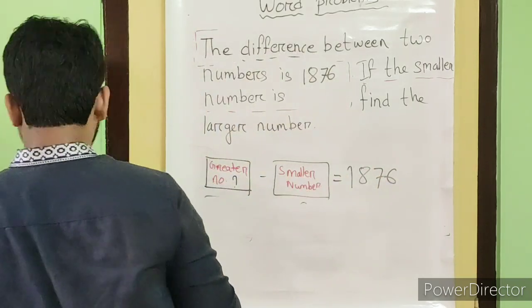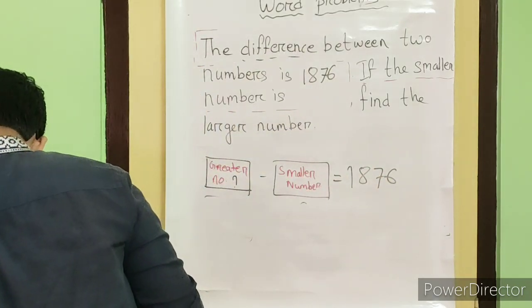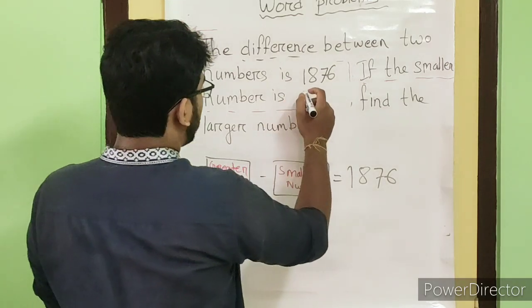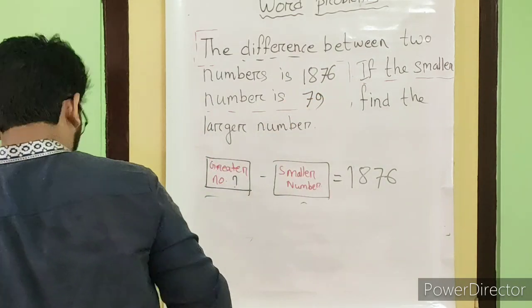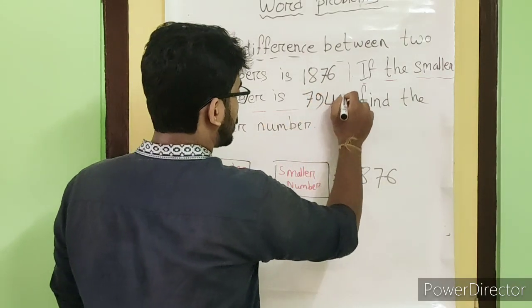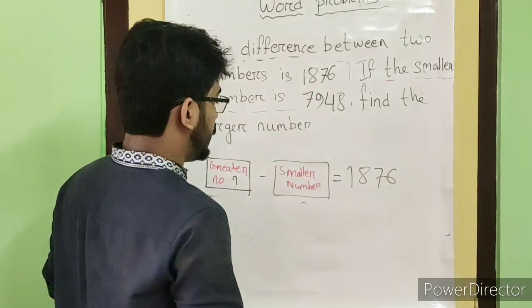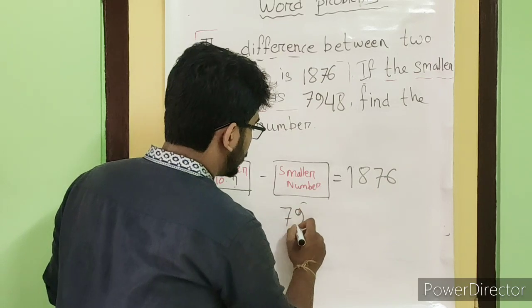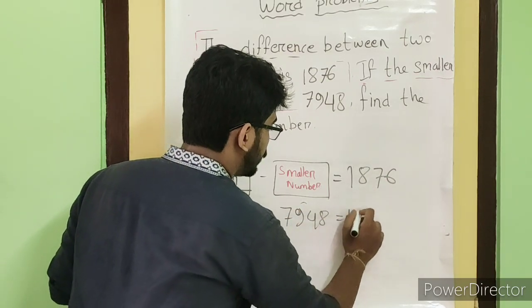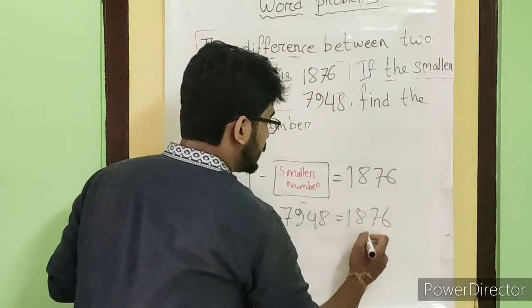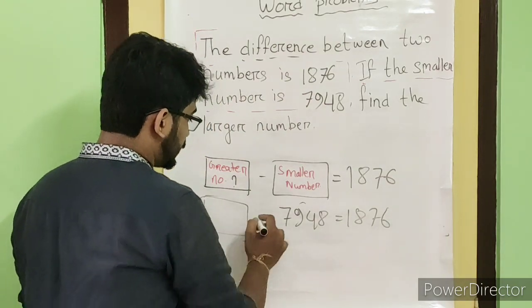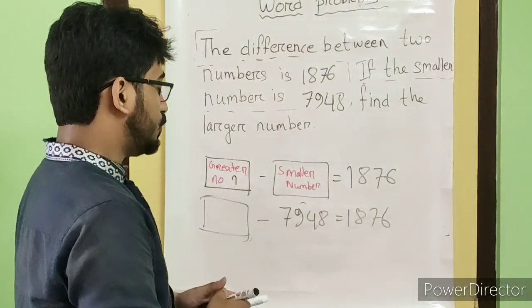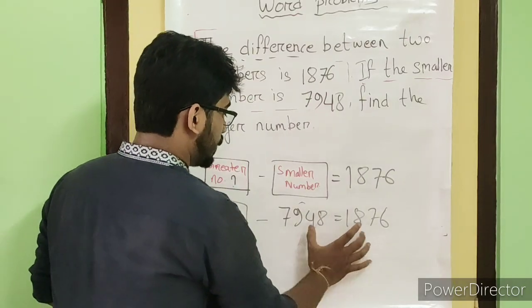That means 1876 is the difference, and the smaller number is 7948. Right, the smaller number is 7948, and the difference is 1876. Now we need to find out the larger number. Okay, so what will we do? We will add these two numbers.